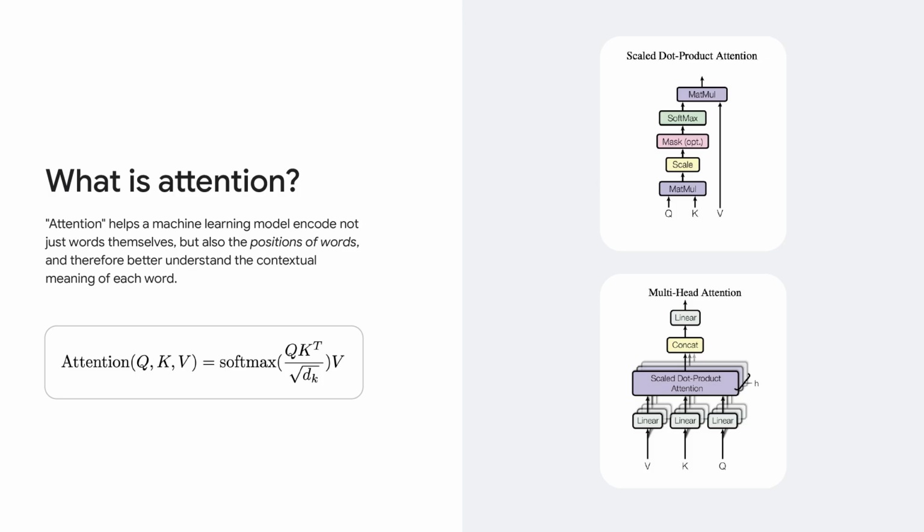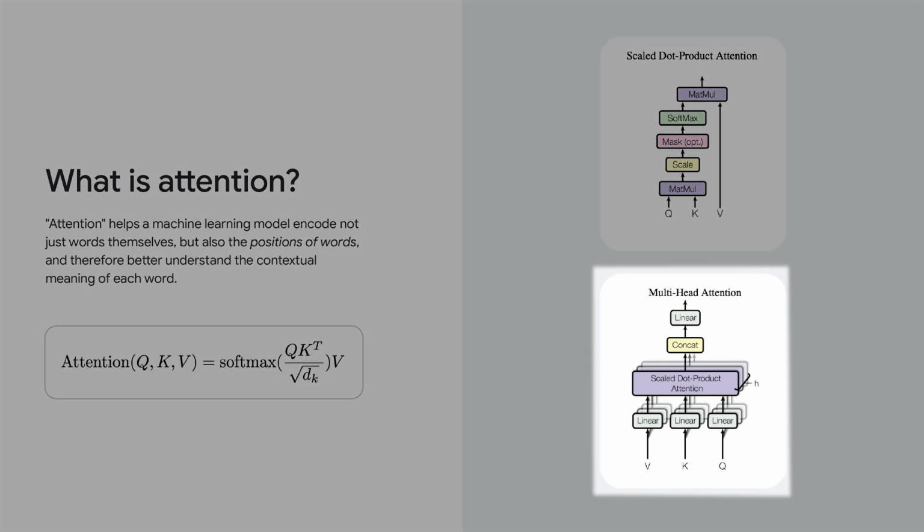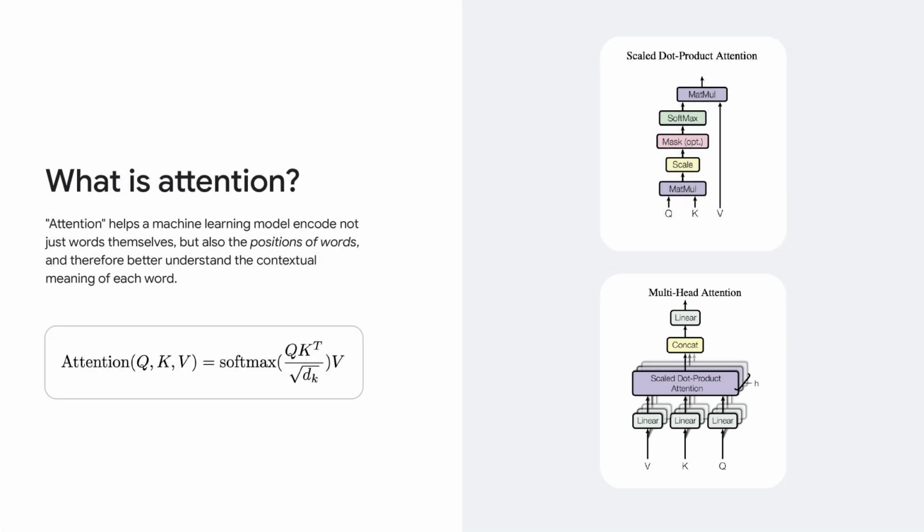All of this comes together to make what is called scaled dot product attention. The bottom diagram uses this and scales it up. So when we talk about multi-headed attention, it's referring to multiple parallel implementations of attention, all happening independently from one another. This allows the model to attend to different aspects of the relationships in the data.